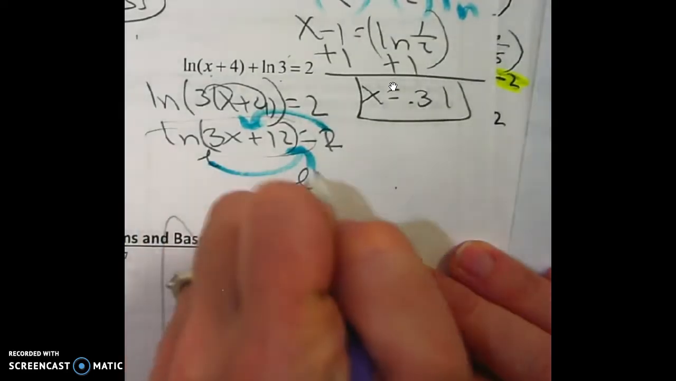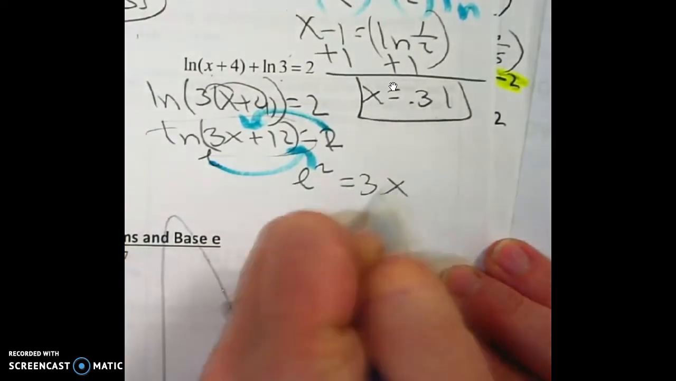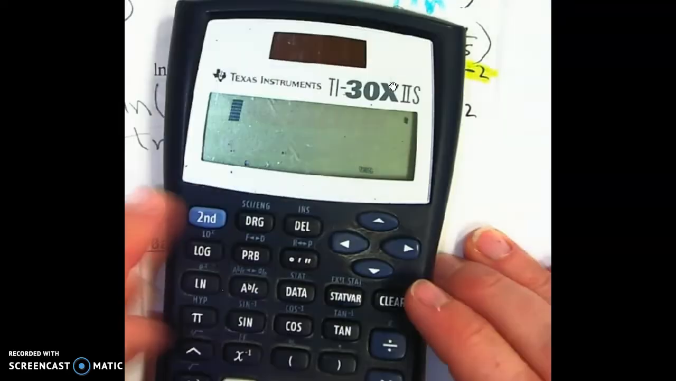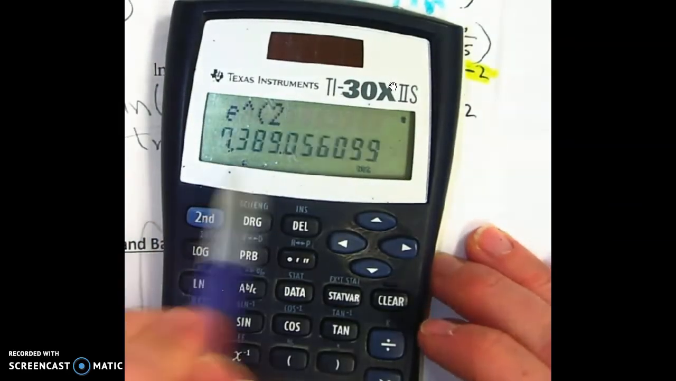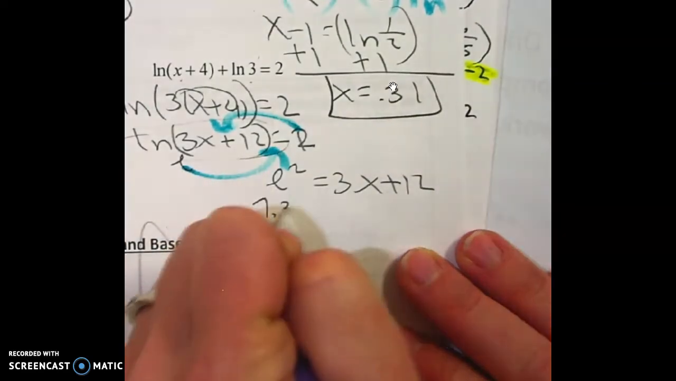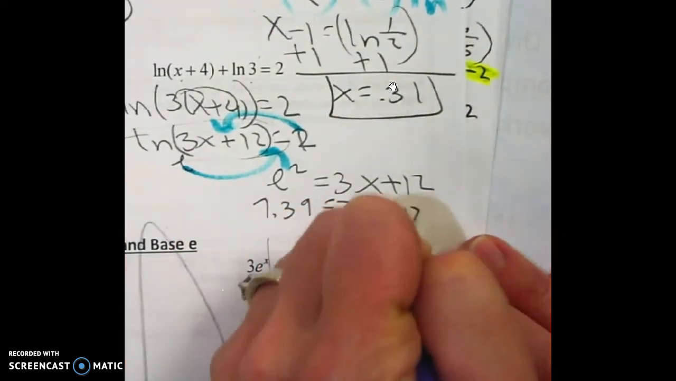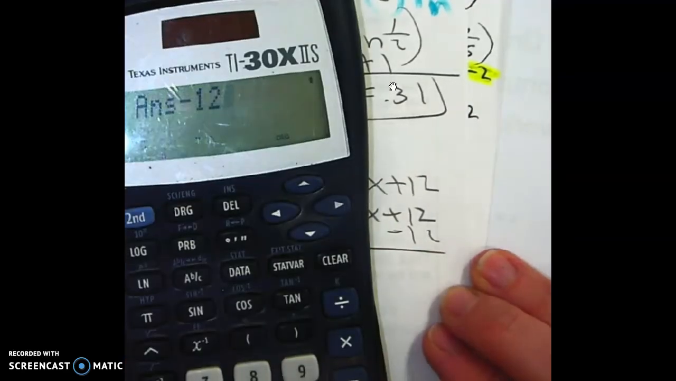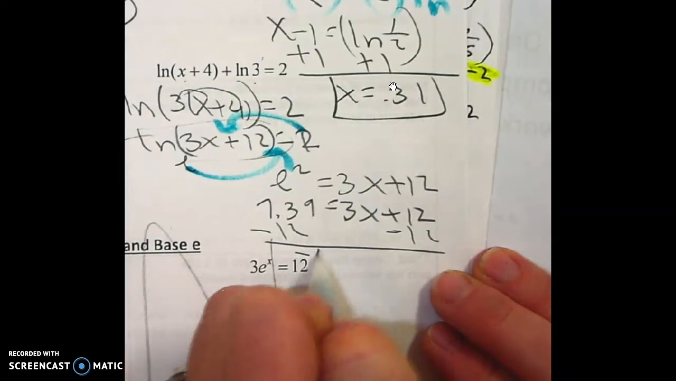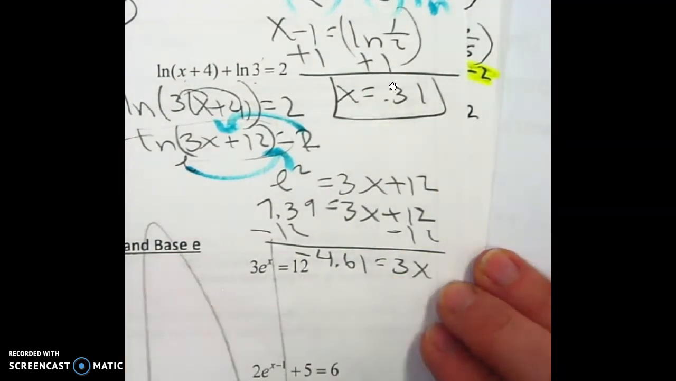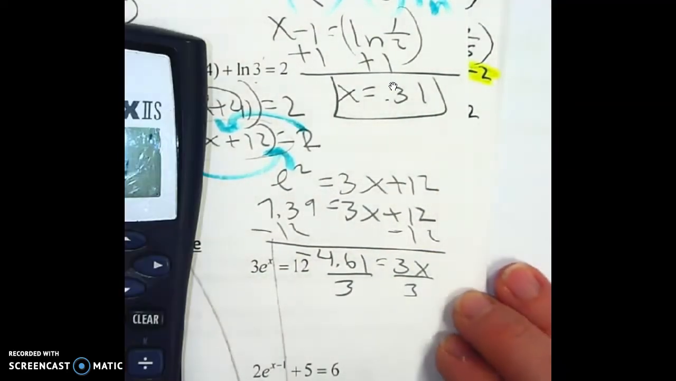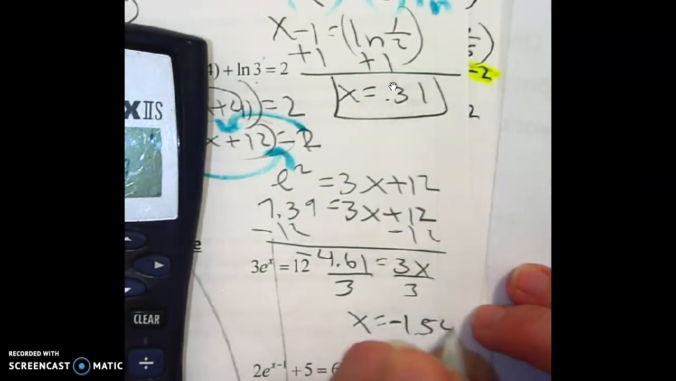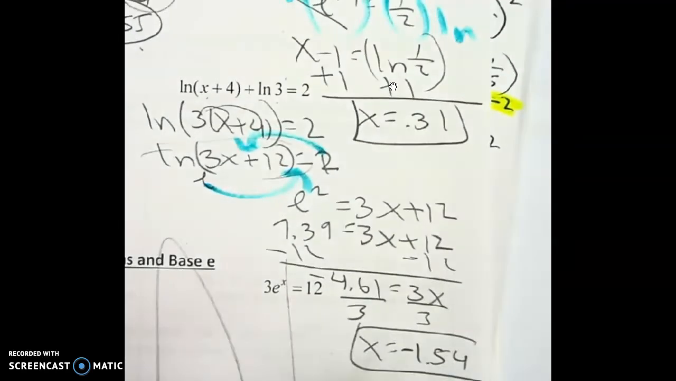So now I have e squared equals 3 to the x plus 12. I could figure out what e squared is right now. Some of you might want to do that. So second e squared, and I get 739. So 739 equals 3x plus 12. Subtract 12. Okay. Negative 461 equals 3x. Divide by 3. And I get x equals negative 1.54. Okay? Make sure you see that dot.